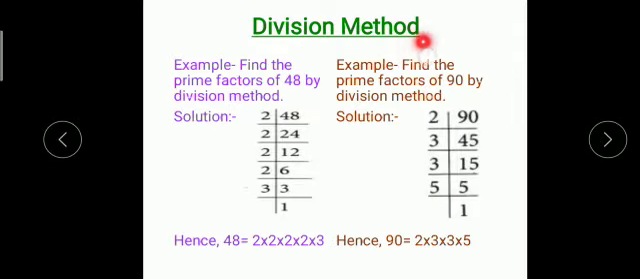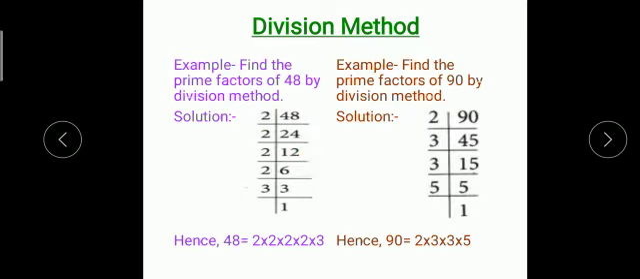Here are some examples of division method. Example number 1: find the prime factors of 48 by division method. Here is the solution. First of all, we have drawn the table like this and we have written 48 here. The smallest prime number is 2, so we will divide 48 by 2. Here what will be the quotient? 24. Yes. 24 again is divisible by 2, so we will divide 24 by 2, then the quotient is 12.